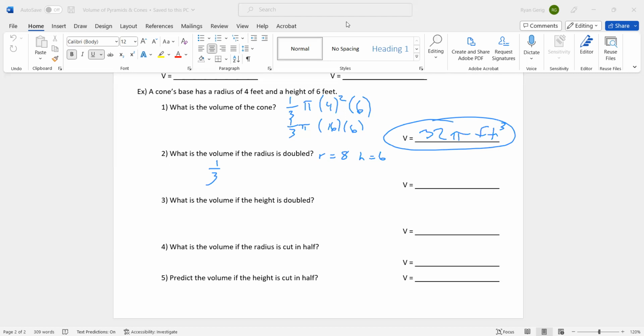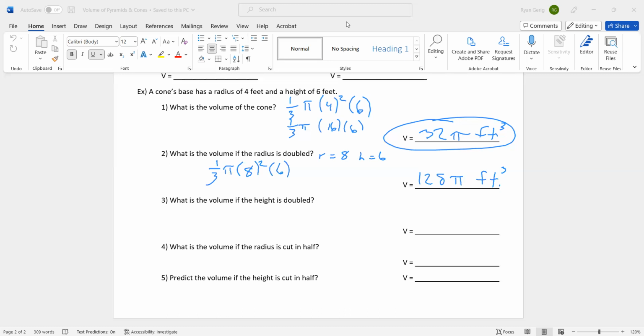So the 1/3 pi, 8 squared times 6. So 8 squared is 64 times 6 divided by 3 gives me 128 pi. If you guessed that the volume would double because the radius was doubled, you see that that's not quite right. The volume was 32 pi. The new volume is 128 pi, which means the volume actually quadrupled, multiplied by 4.